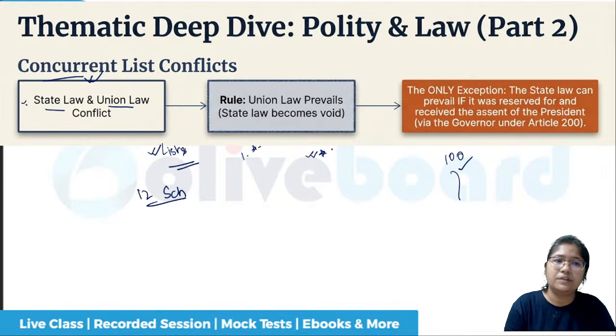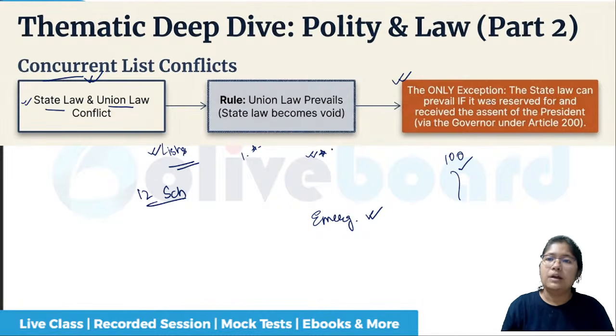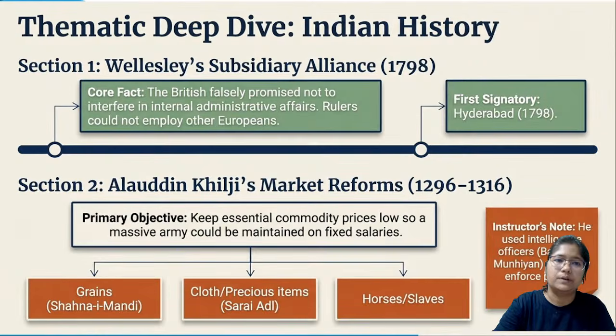So what will happen if there is a conflict between the union law and the state law? What happens during the time period of emergency? When there is emergency, in that case what happens? So all these exceptions we pay attention to, and there was a question from the exceptions only, right? Is there a possibility that if there is a state law, the union law can prevail in place of the state law? So what are the cases? They have asked a question from this one.